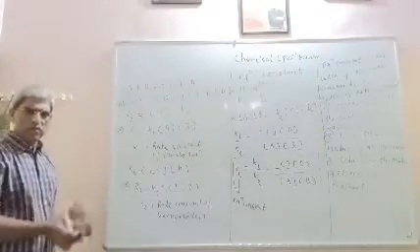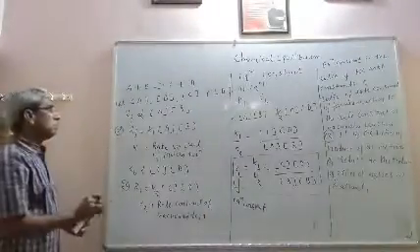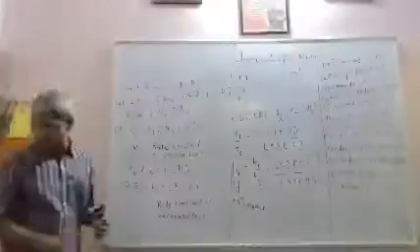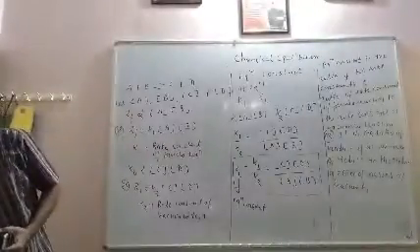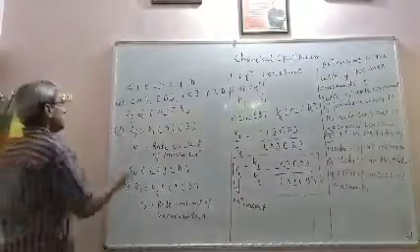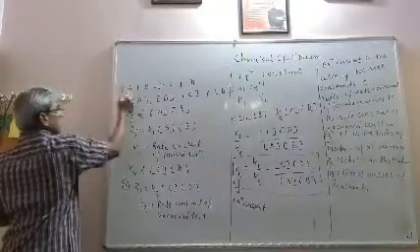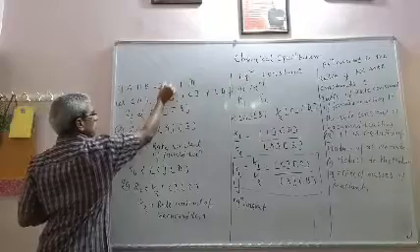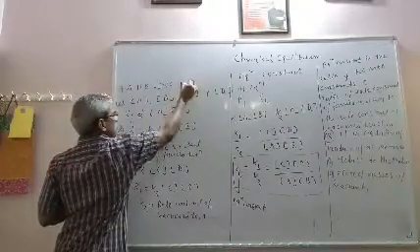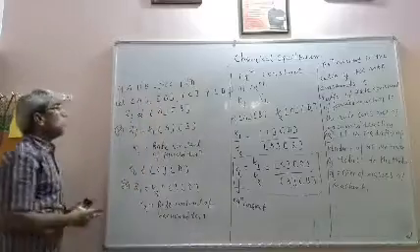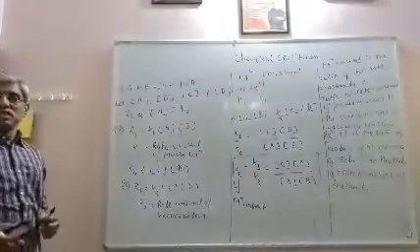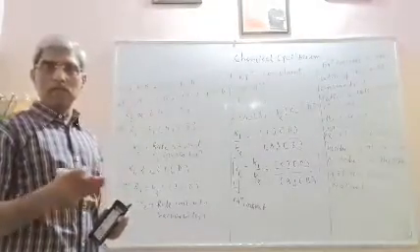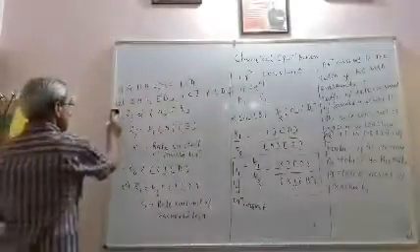Now, further simplification: if we consider the number of moles of reactants and products, that is, small a capital A, small b capital B, small c capital C, small d capital D, where small a, b, c and d are the number of moles of capital A, capital B, capital C and capital D respectively.